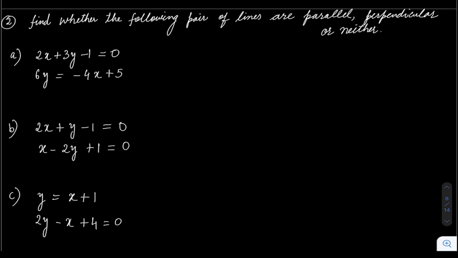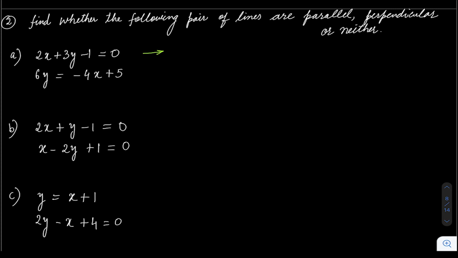Now my second question is, find whether the following pair of lines are parallel, perpendicular, or neither. Okay, so we obviously know either lines will be parallel, perpendicular, or they can be intersecting. So like this, they are parallel, they can be perpendicular, or they are intersecting like this. So we need to find which case is there. So for that, we know we need gradients. So gradients will help us find what kind of lines are these.